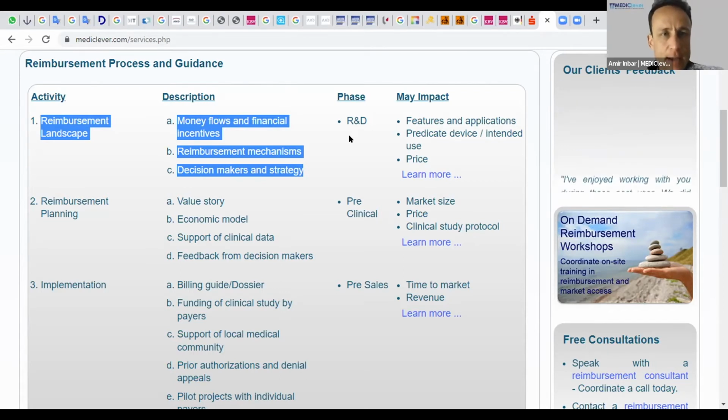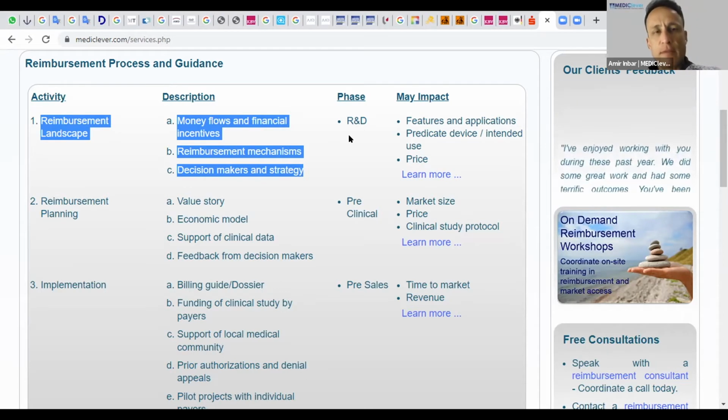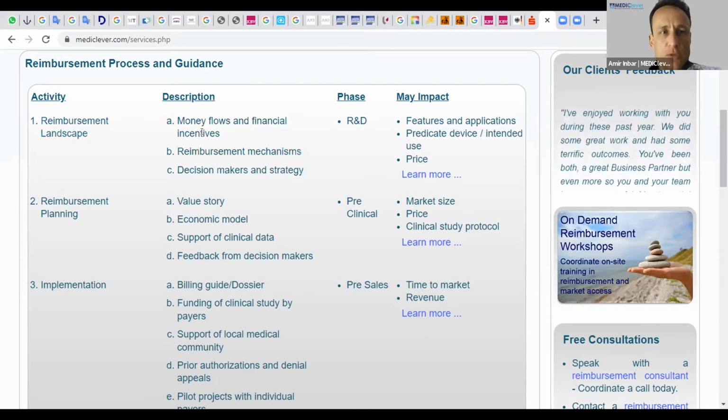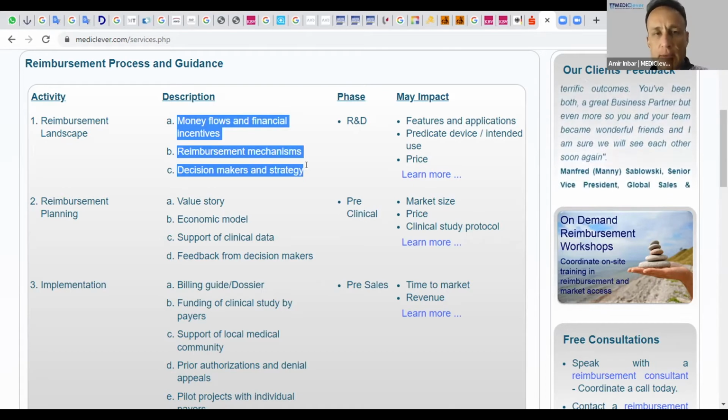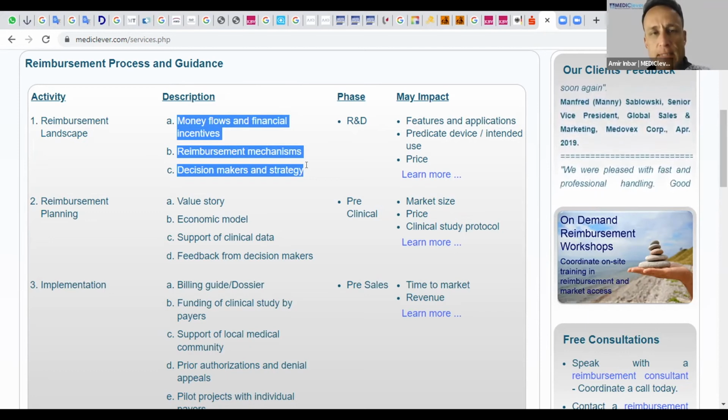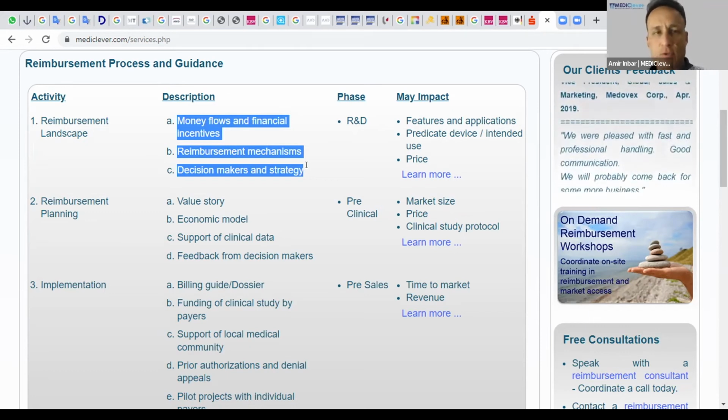Now, I'm not aware typically of companies that develop their own reimbursement landscape activities. It's typically done by a consulting company or a professional. It's not something that you could find in some sort of a database.